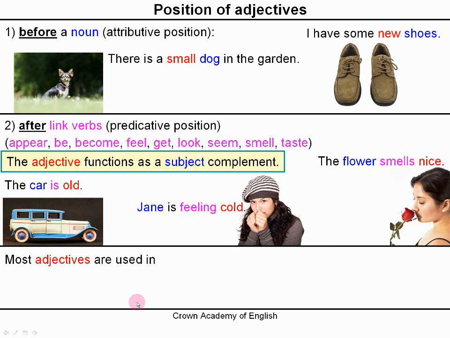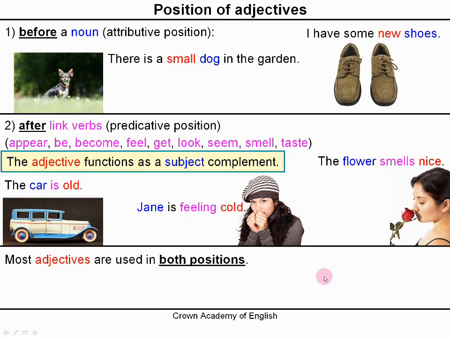Now, most adjectives are used in both positions. So most adjectives can be either before the noun or after the link verb. So for example, here the adjective new is before the noun. But we could also say my shoes are new, and that would be after the link verb. That would be the predicative position.